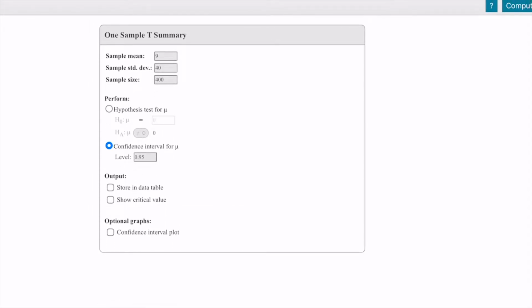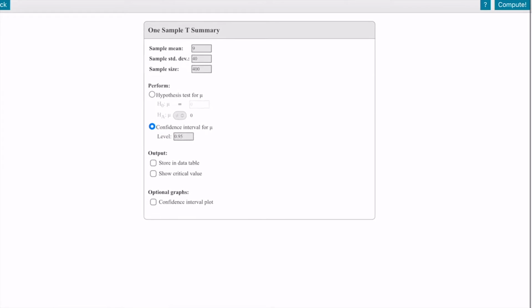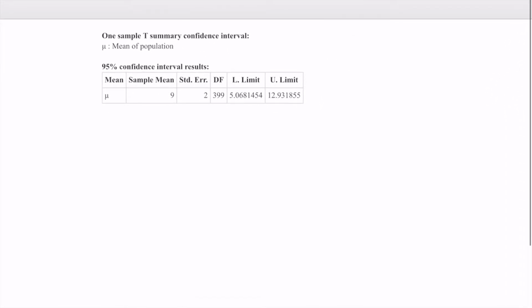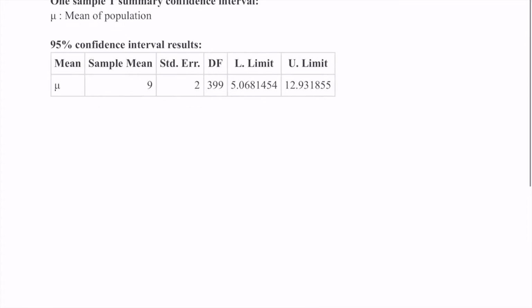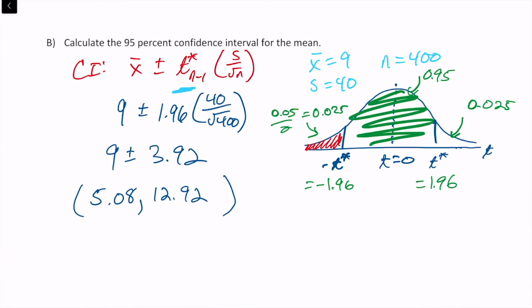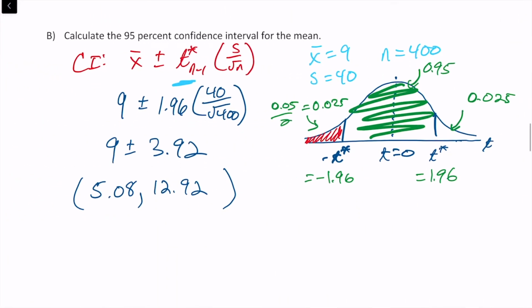Let's go to compute in your top right-hand corner here, or whatever you may see in your computer. And look at that, folks. We are very close to what we calculated by hand, 5.07 to 12.93. Slight differences because we rounded. This is a more exact answer. But I hope you see it's the very, very similar answer to what we got. And it's a lot quicker. I recommend doing it this way. So that is our confidence interval.